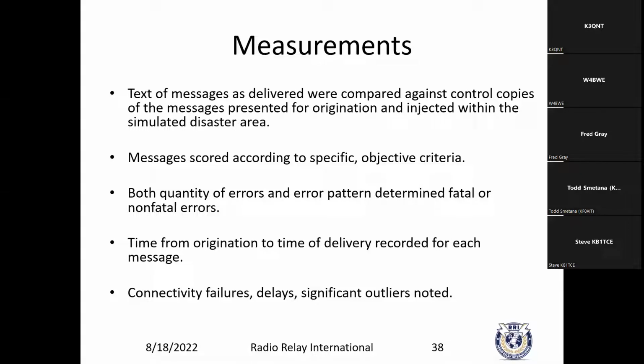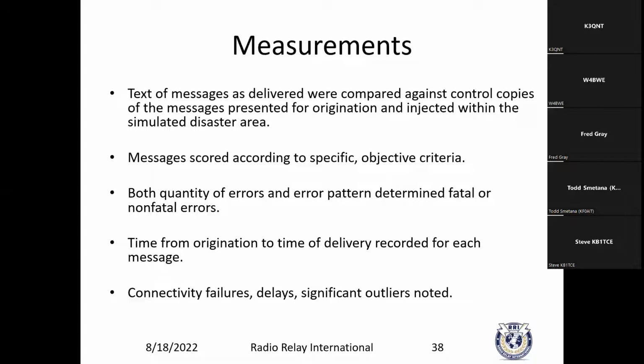That's error. Okay. When it's 20 feet away, that's blunder. Error and blunder are two different things in land surveying, so this is a similar type of thing. We wanted to look at each message. We wanted a scoring criteria that was objective, and we wanted this to take into account not just the quantity of errors in those 5-letter cipher groups, but whether or not the pattern of those errors would determine whether a message was fatal or non-fatal.